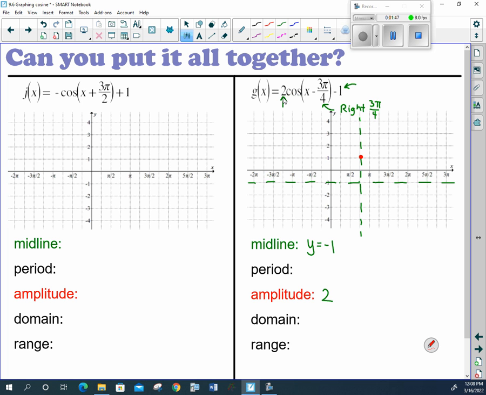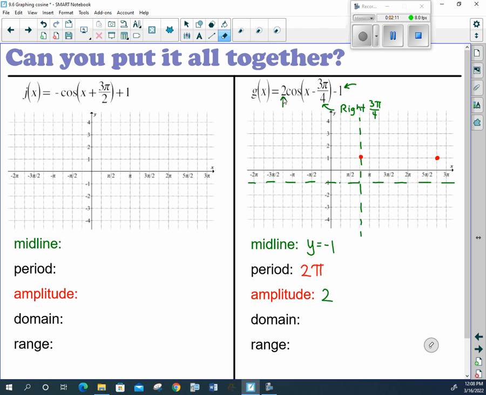And for our ending point, our period is 2 pi. We're not doing any period changes. The b is 1. So we're not going to stop at 2 pi. It needs to be 2 pi spacing. Since I moved everything to the right 3 pi over 4, that means I'm going to end 3 pi over 4 from the 2 pi. So 1, 2, 3 pi over 4. So I'm going to end right here. Okay, so we've got our beginning and our end.